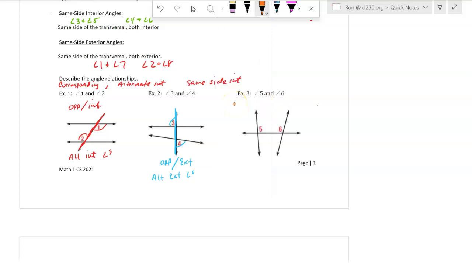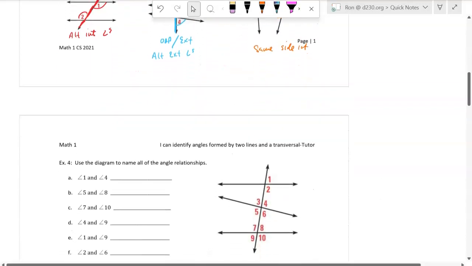Now, the next one, 5 and 6. So if I look, what line crosses both lines? This line here. So this here is my transversal. If I look at 5 and 6, are they on the same side of the transversal or opposite sides? They're on the same side of this transversal. And if I look, they're both in between the lines, so they're interior. So same side of the transversal, and they're both interior, which makes these same side interior angles. Okay.